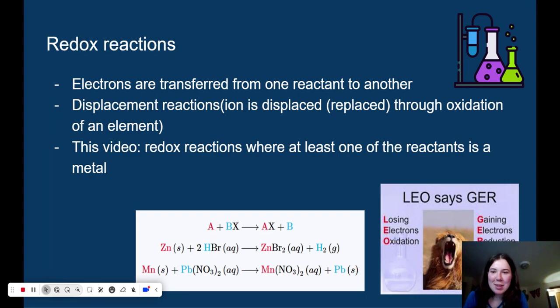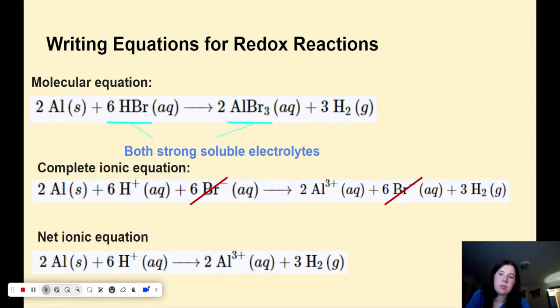Okay, maybe this time. Redox reactions, a little recap, is a reaction where electrons are transferred from one reactant to another. They are displacement reactions, so the ion here, B, is being replaced through the oxidation of an element, A. This video will have redox reactions where a metal is one of the reactants. For writing equations for redox reactions.